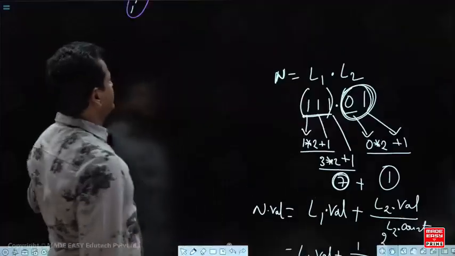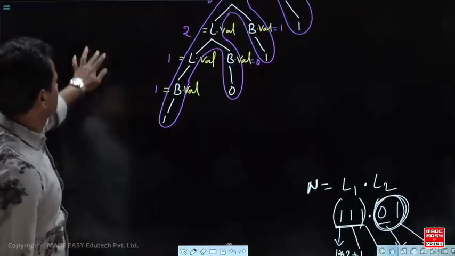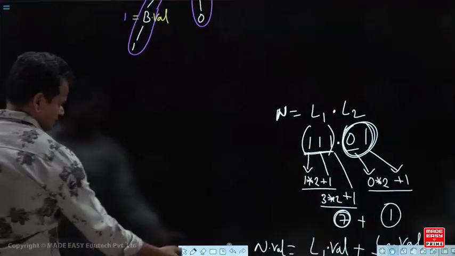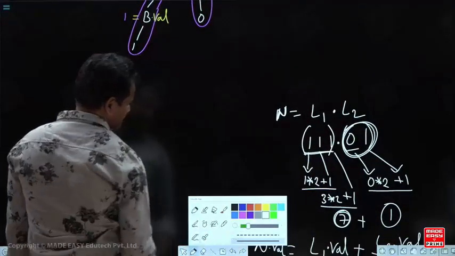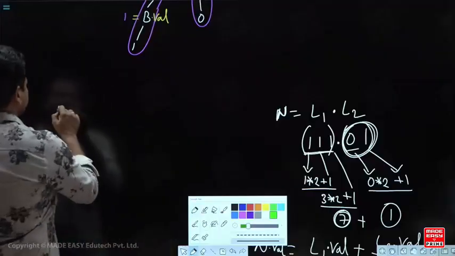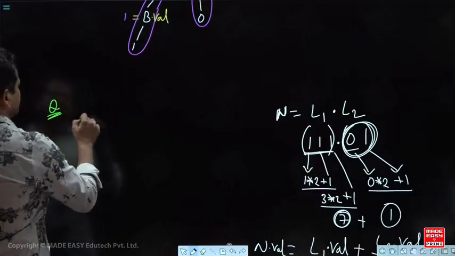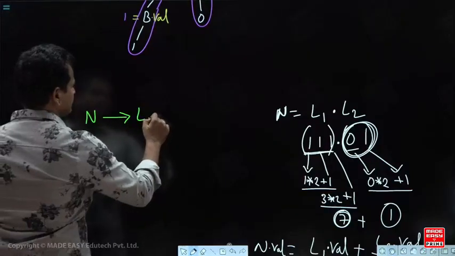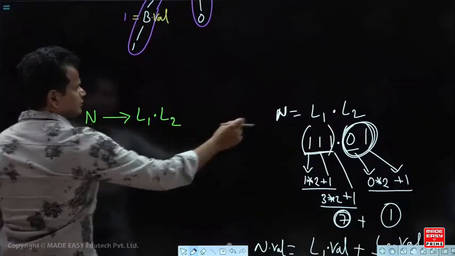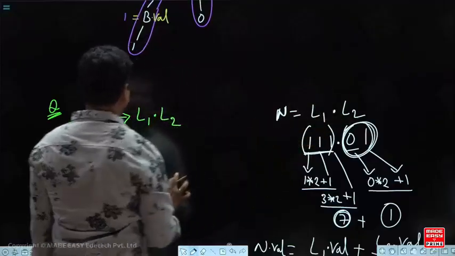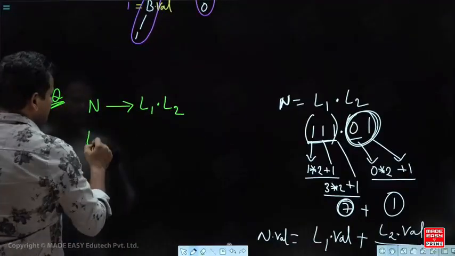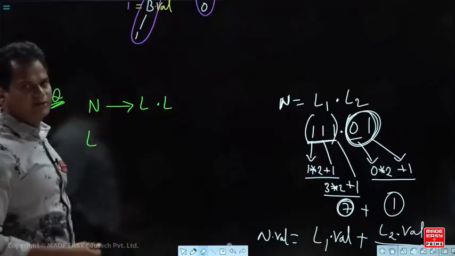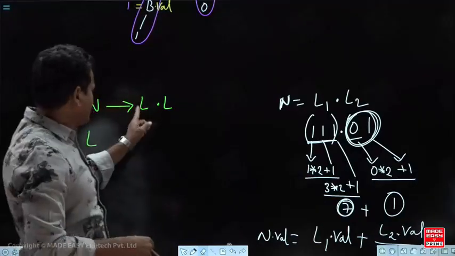So what is the corresponding grammar? I will consider the grammar first. N derives L1 dot L2. One is L1, dot, after that L2. It is nothing but actually, hello guys, this is L dot L only. This is L dot L.